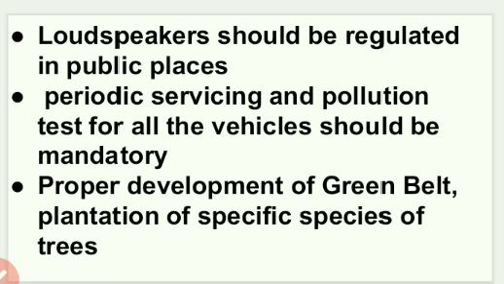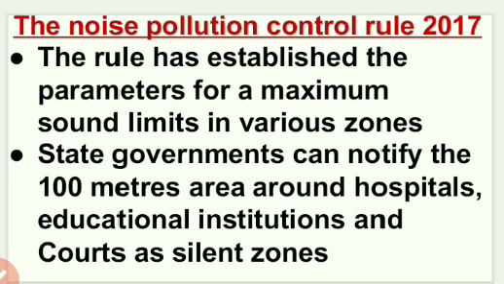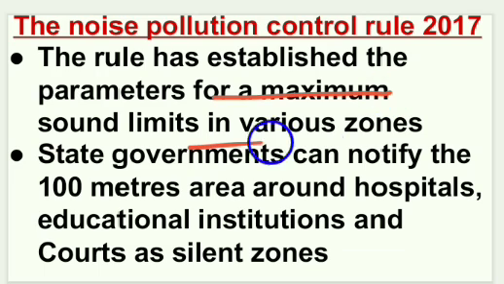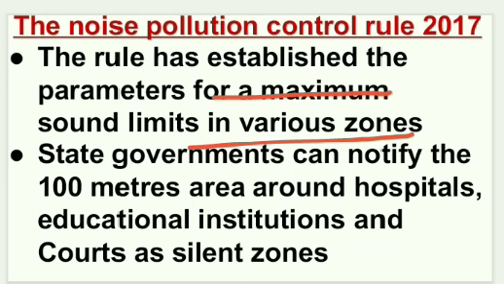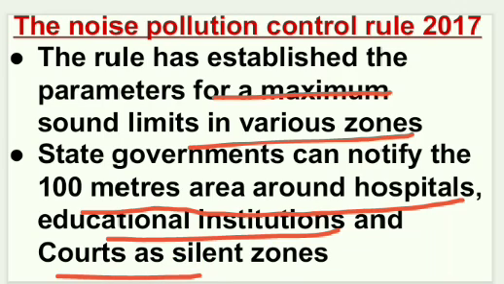After studying noise pollution controlling measures, let us have a look at the Noise Pollution Control Rules of 2017. According to this rule, it has established the parameters for maximum sound limits in various zones. The state governments have the power according to this rule to notify the 100 meters area around hospitals, educational institutes and courts as silent zones.